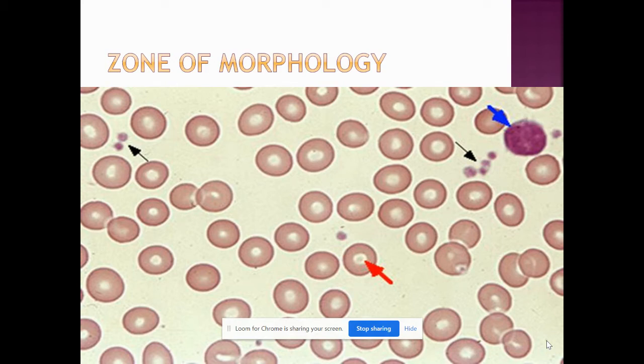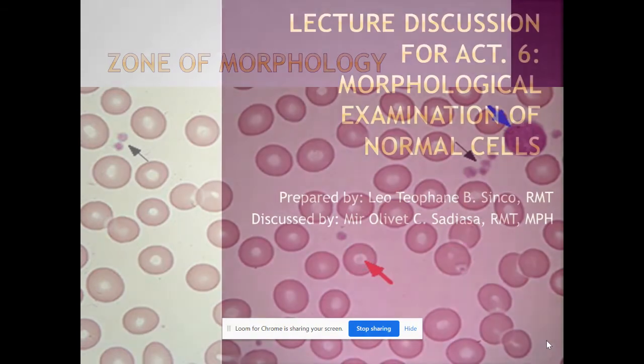Again, macroscopically, your zone of morphology is between your thin and thick smear. Definitely not in the thin smear, definitely not in the thick smear, but between. You should use your microscope to locate your zone of morphology before you identify the blood cells.